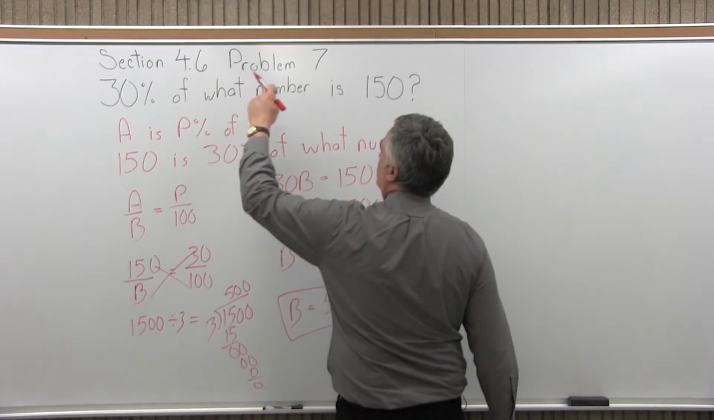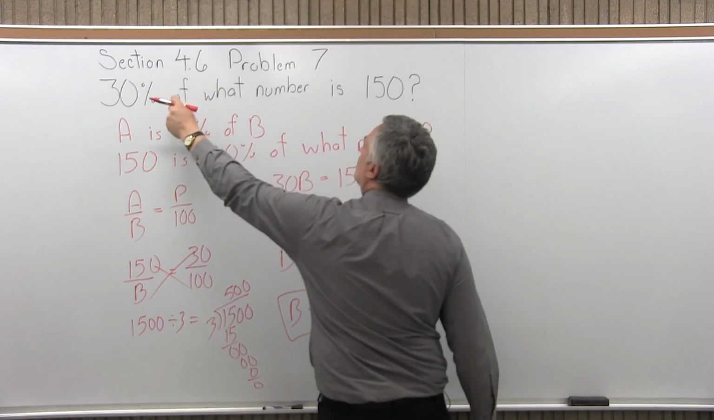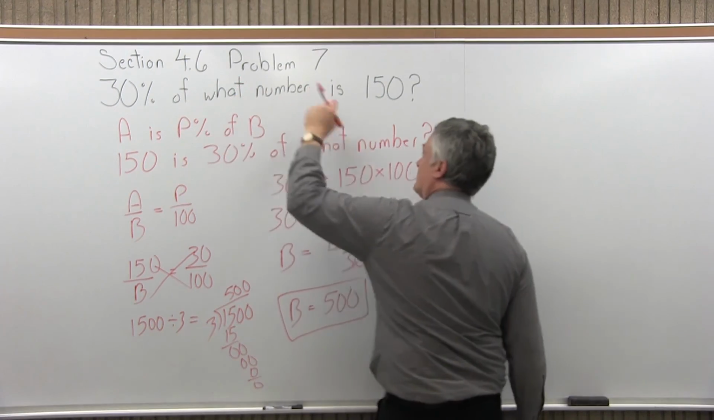So 30% of what number is 150? 30% of 500 is 150.